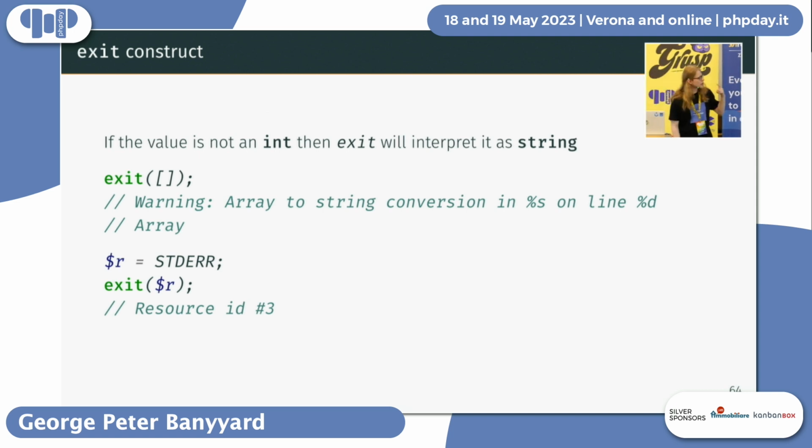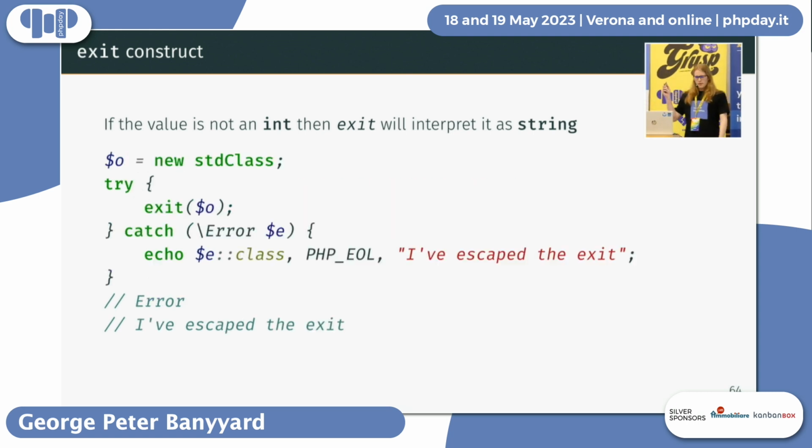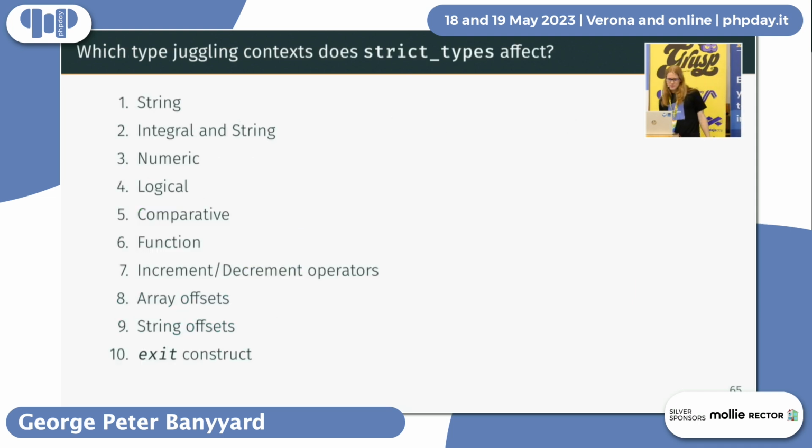But yeah, so you can pass it an array as well if you want, or a resource. But if it can't get converted to a string, it will throw an exception. So you can basically prevent an exit and catch it and not exit the script, which is funny. So yeah. So these are all of the 10 contexts.